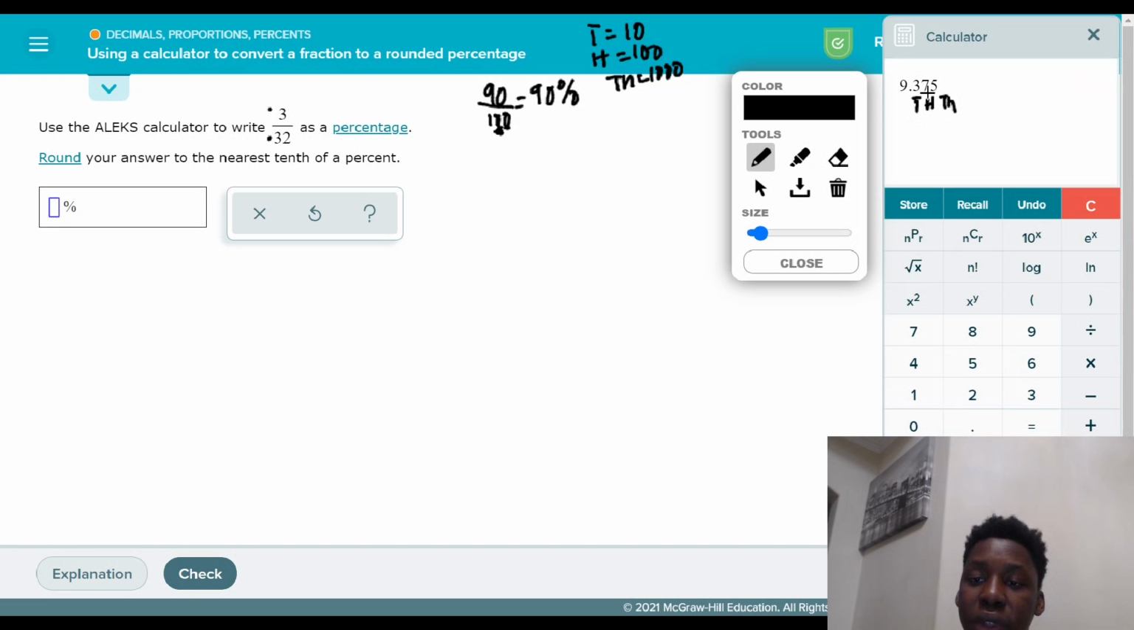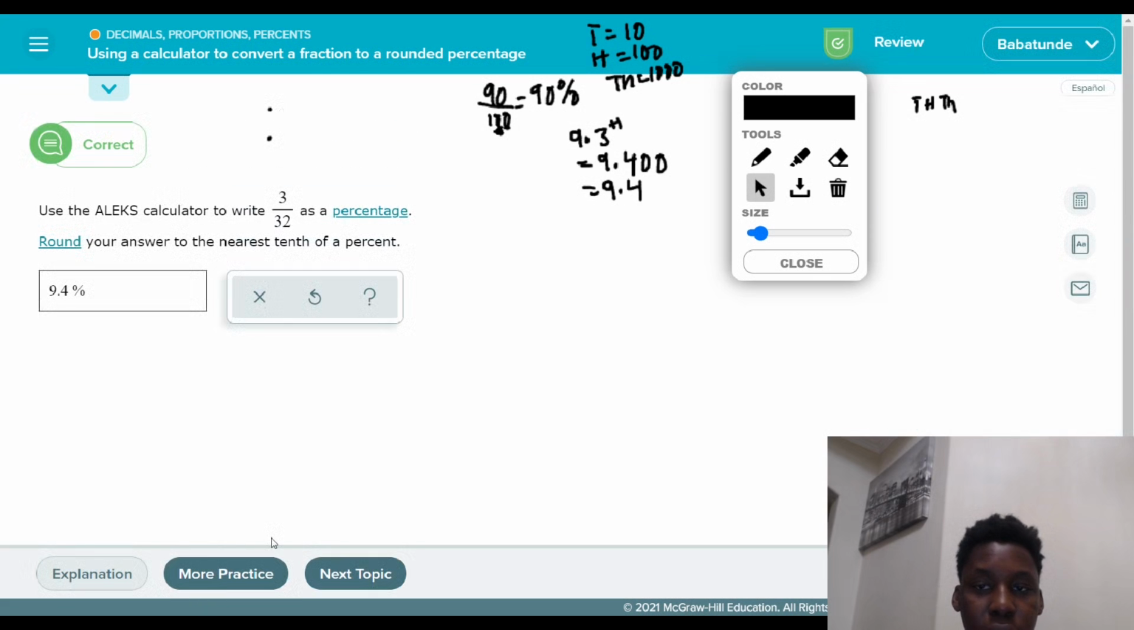We know that 7 here is greater than 5, so we can add 1 to this 3. That would be 9.3 plus 1, which equals 9.4. Then we set the 7 and 5 to 0, 0. This is basically the same thing as 9.4 because these zeros don't matter anymore. So the answer is 9.4.